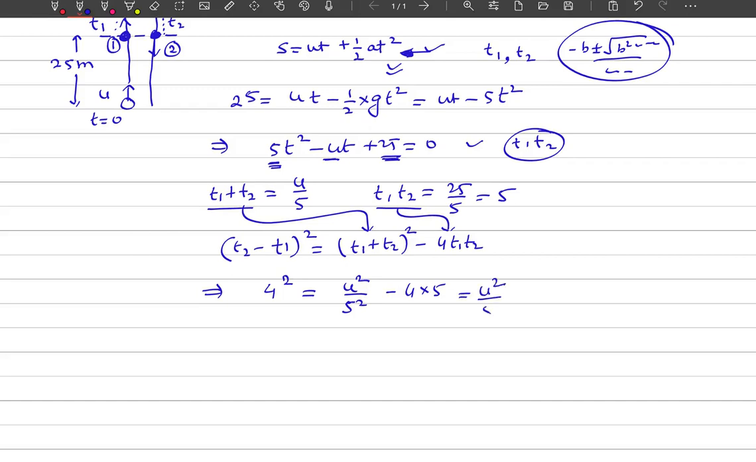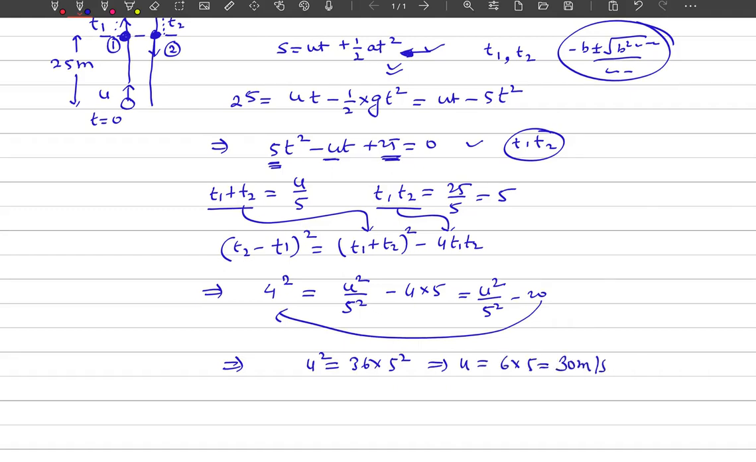We need to simplify it. So this is u square upon 5 square minus 20. 20 will go on the other side. So 16 plus 20 will be 36. So u square equals 36 into 5 square, and u equals 6 into 5, that is 30 meter per second. This will be the answer.